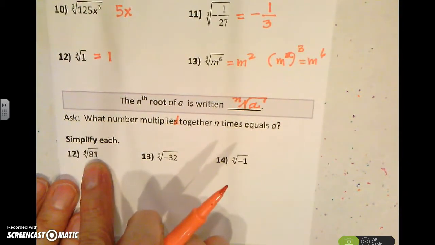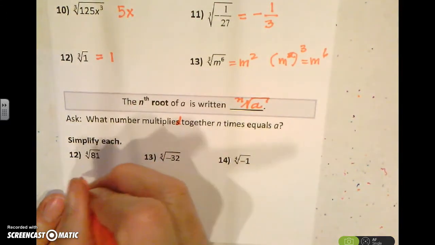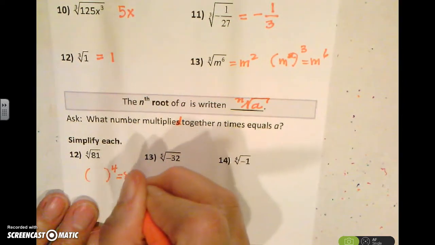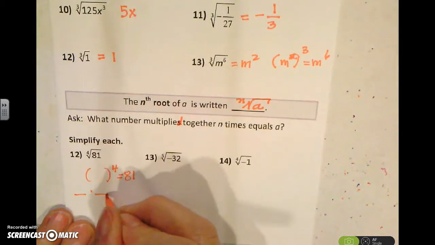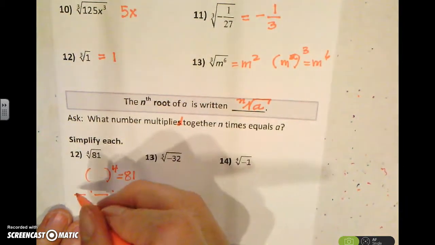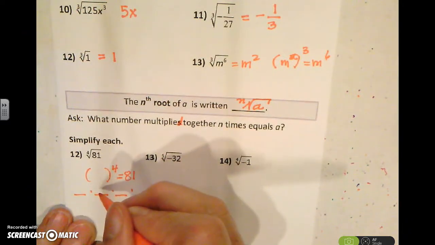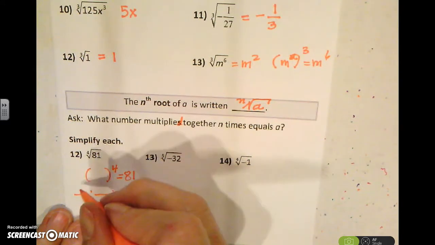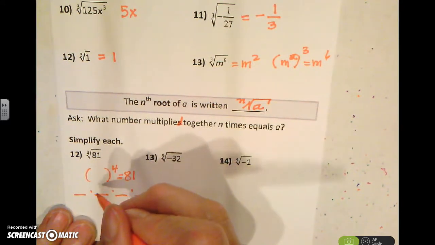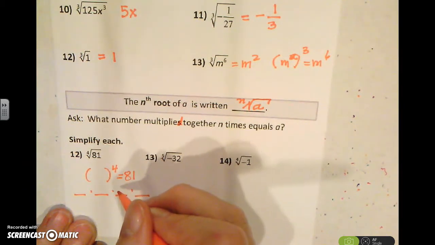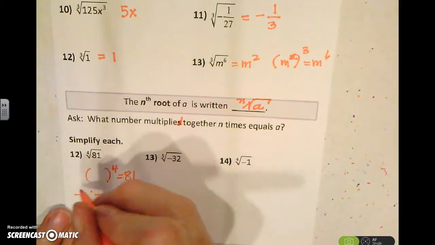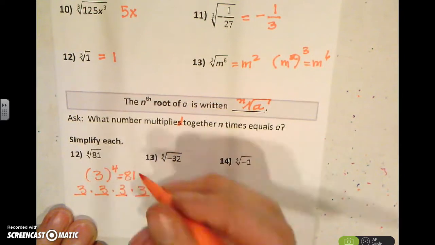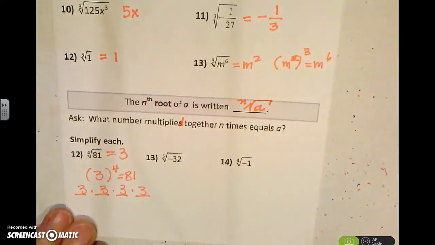The fourth root of 81. So I want to know what number raised to the fourth power is equal to 81. So what times what times what times what? It's got to be the same number in there. So 2 times 2 is 4, 4 times 2 is 8, 8 times 2 is 16. So that's not 16. So try 3. 3 times 3 is 9, 9 times 3 is 27, and 27 times 3 is 81. So if I multiply 3 out 4 times, I'm going to get 81. So that's a 3. So this answer then is 3.